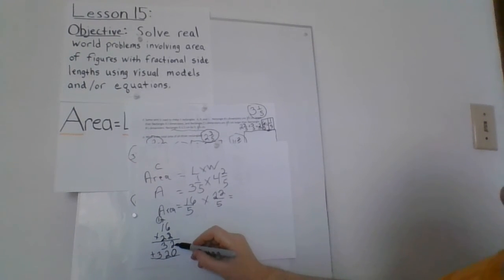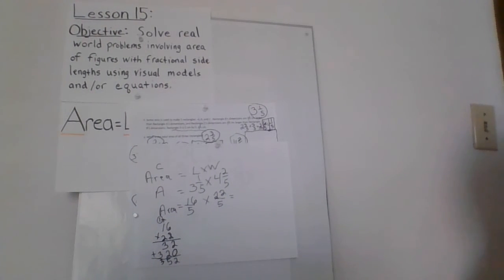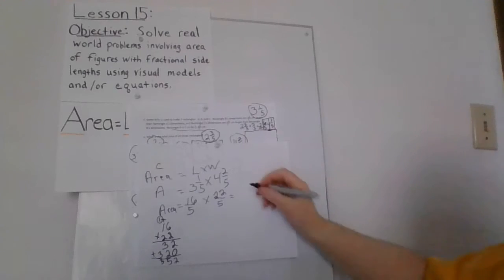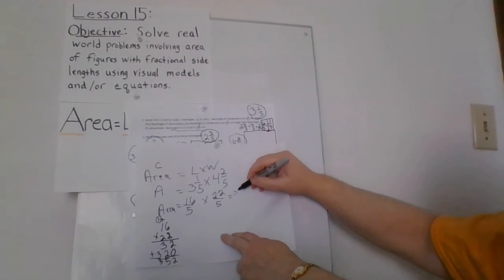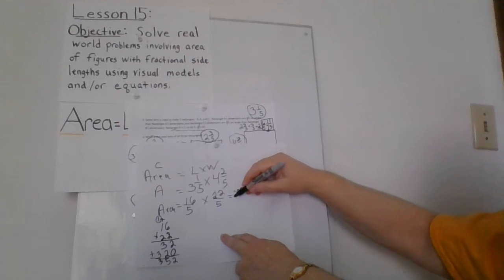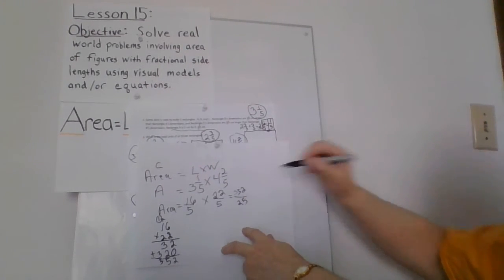I'm going to add them together. 2 plus 0 is 2. 3 plus 2 is 5. 3 plus nothing is 3. So I have 352. That would be my numerator. And my denominator is 5 times 5, which is 25.